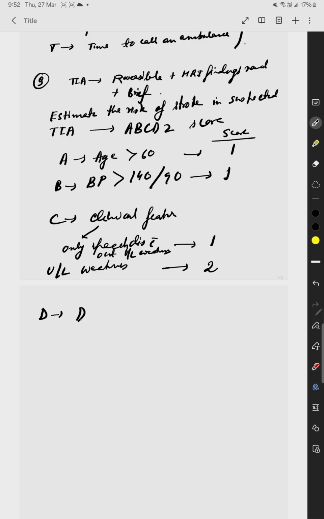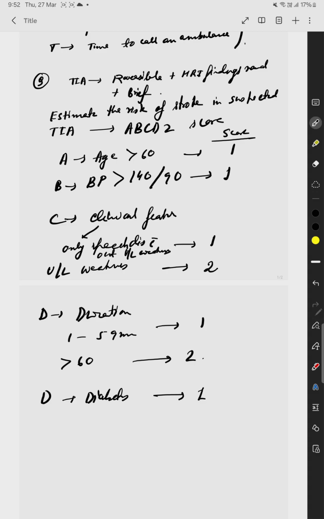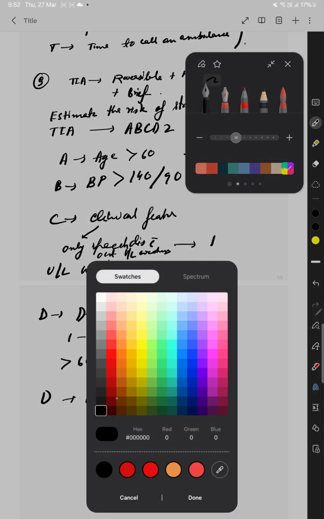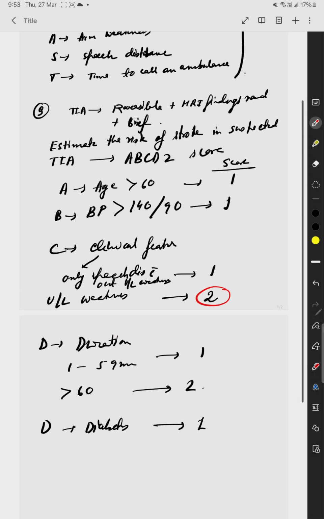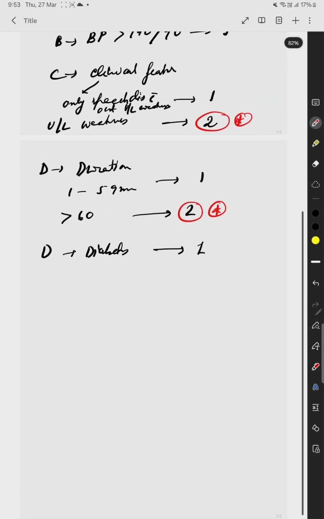Then D, duration. 1 to 59 minutes, we give a score of 1. More than 60, we give a score of 2. Another D for diabetes, we give a score of 1. So what they can ask here is what scores are given as 2: unilateral weakness and duration more than 60. So they can ask this.